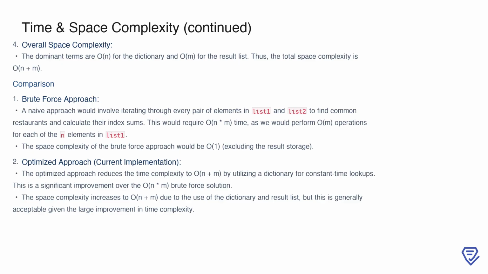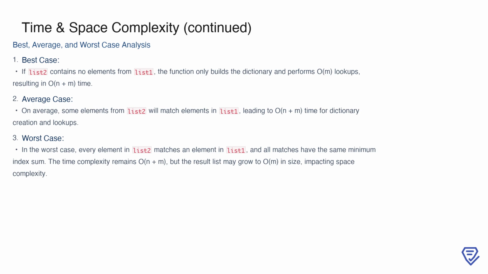In contrast, the optimized approach we're analyzing reduces the time complexity to O(n + m) by using a dictionary for constant time lookups. While the space complexity increases to O(n + m), this trade-off is acceptable given the significant improvement in time efficiency. Let's now break down the best, average, and worst-case scenarios for this function.